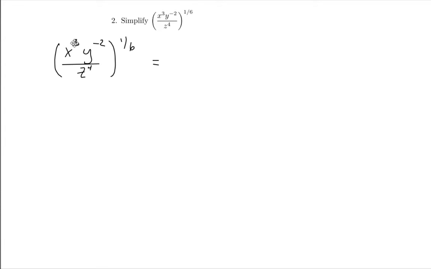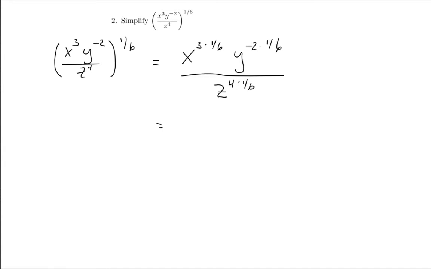So we have x to the power of 3 times 1/6. So this becomes x to the power of 3 times 1/6. We have y to the power of -2, to the power of 1/6, so that becomes y to the -2 times 1/6. And then we have all of that divided by z to the power of 4 times 1/6. So this is z to the power of 4 times 1/6.